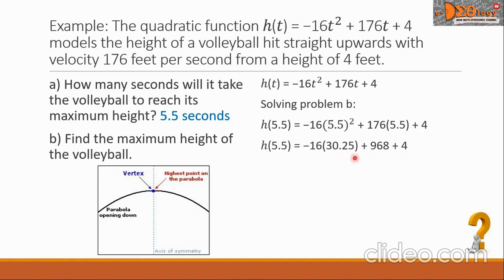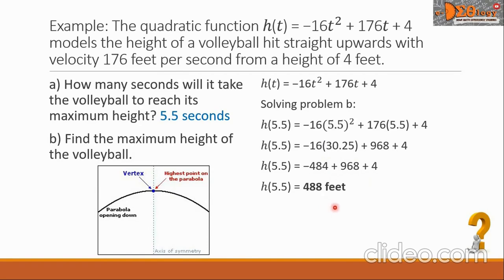Of course, in the first term here, the negative 16 is copied down here. In the next line, we will get the product of negative 16 and 30.25, and the answer is negative 484. So we copy the plus 968 plus 4. Simplifying these three numbers, we now have 488. And this is the height given in feet.